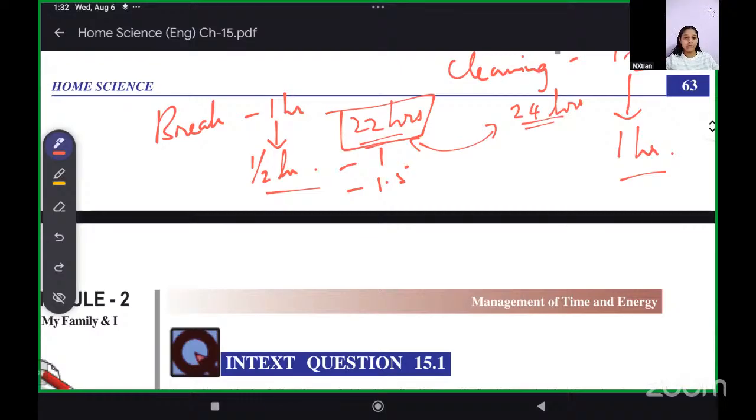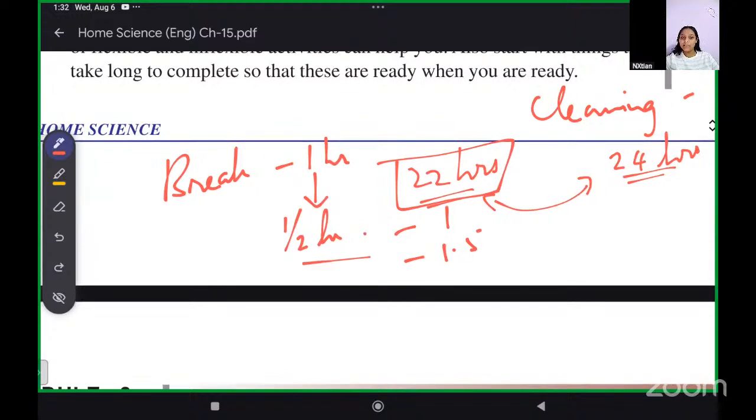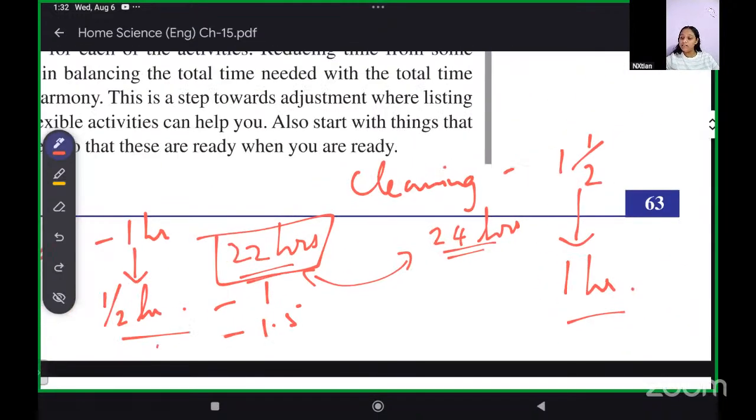You have other important things coming up. You have assignments, homework, tests. You have a lot of things coming in. If it's a casual outing, call them up and reschedule for tomorrow or the next day. Then if your break was 1 hour before, cut it down to half an hour. If your cleaning was taking 1.5 hours before, cut it down to 1 hour.